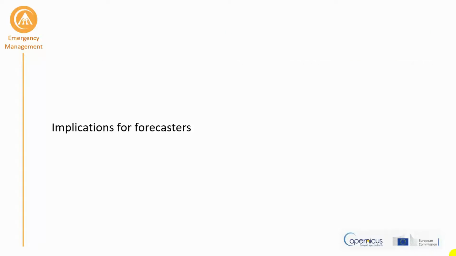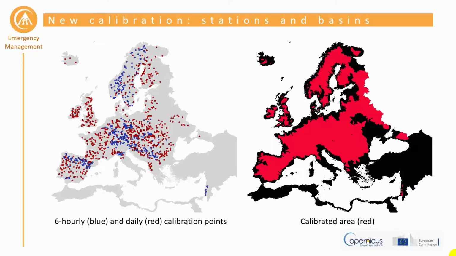But how do these improvements and new features benefit end users and forecasters? Let's review some of the key points. The new calibration using shorter time steps, 6-hourly, and an increased number of stations brings notable improvements for forecasters. Now, almost 50% of the EFAS domain belongs to a calibrated catchment, which means that the model is becoming better fit for an increasing portion of the EFAS domain.